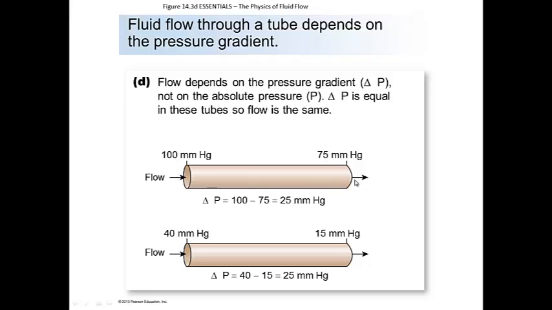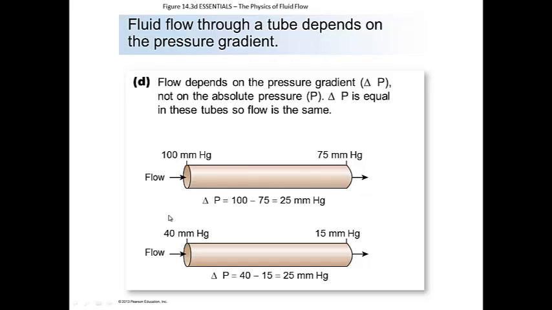And what you can see here is that in this upper example, 100 millimeters of mercury is the pressure at the start. There's a differential of 25 millimeters of mercury, resulting in a pressure of 75 at the end, indicating that that flow is going from one end to the other, and the gradient is 25 millimeters of mercury.